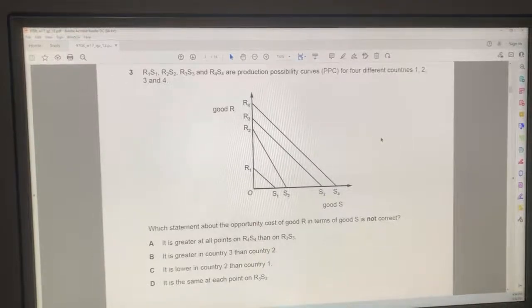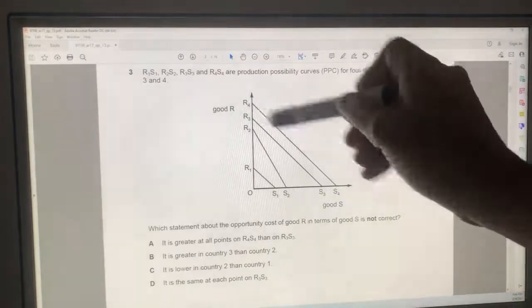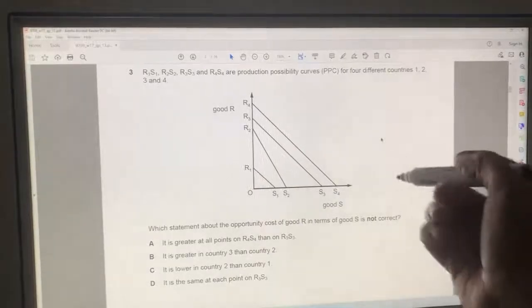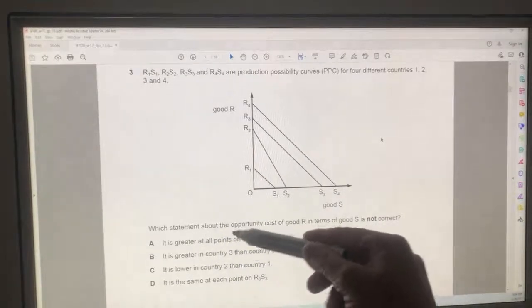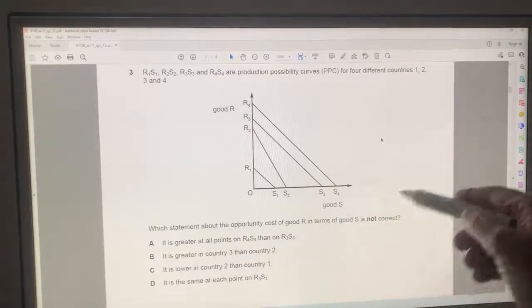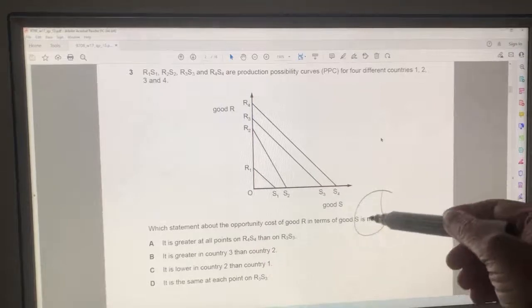Here's question 3. Here's some production possibility curves for 4 different countries, and you can see them. They're all linear, so they all have a constant opportunity cost. Which statement about the opportunity cost of good R in terms of good S is not correct?